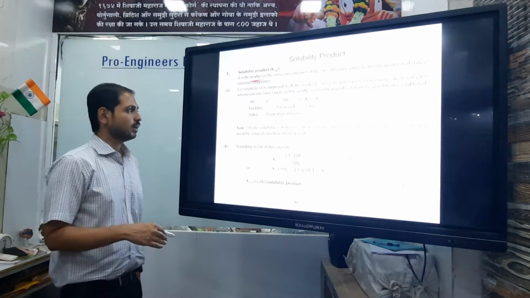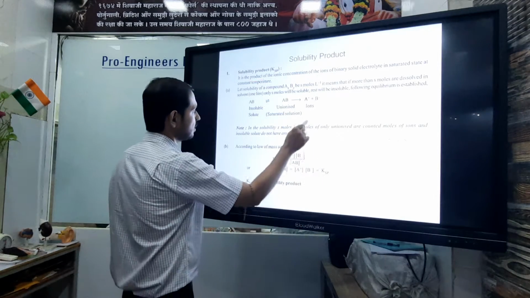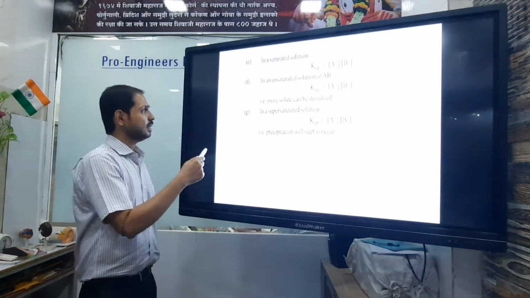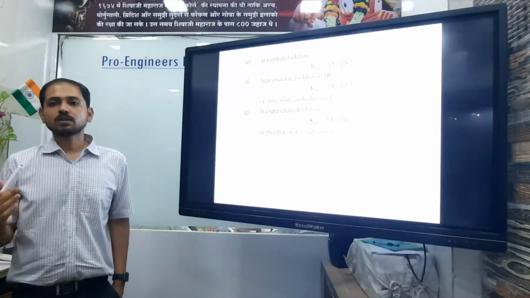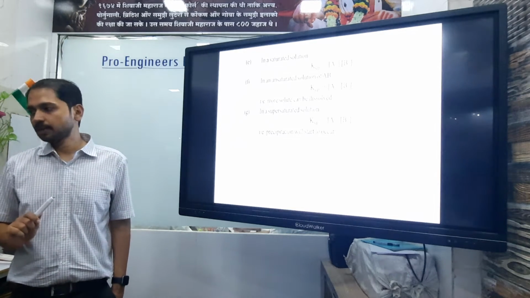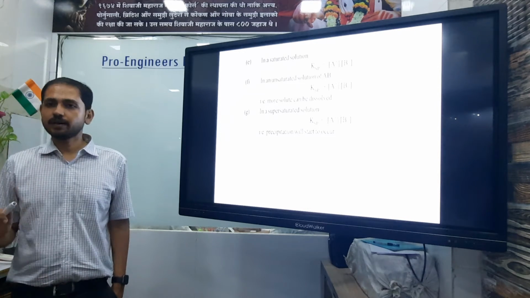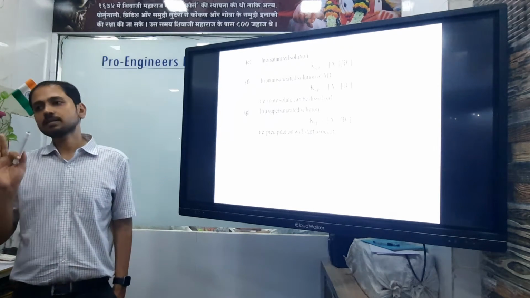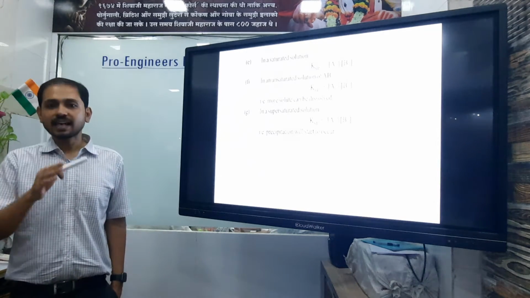Now how does the solubility product affect the solubility of a salt? That we need to understand. There are three types of solution possible: saturated, unsaturated and supersaturated. Suppose the solubility of sodium chloride is 100 gram per liter at 25 degrees centigrade. If we take 1 liter at 25 degrees centigrade, maximum we can dissolve 100 gram of sodium chloride. If we dissolve 100 gram, that gives us a saturated solution. If we dissolve less than 100 gram, that gives us an unsaturated solution.